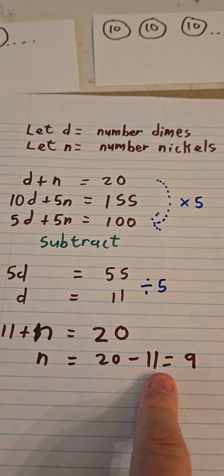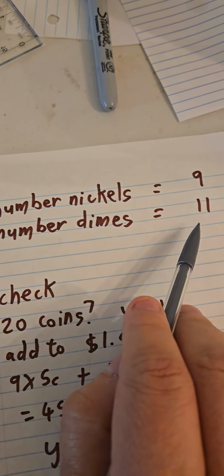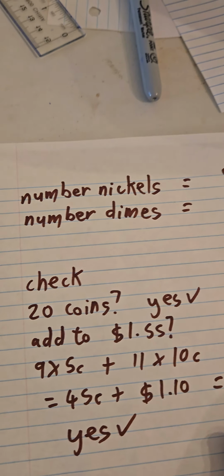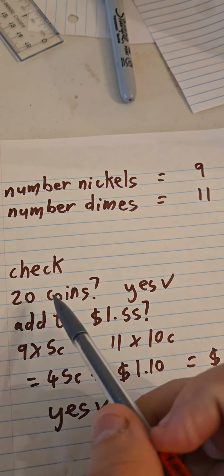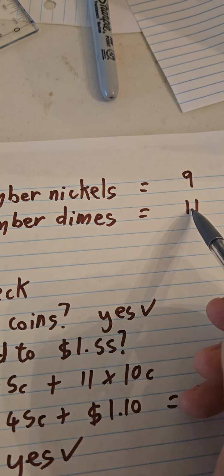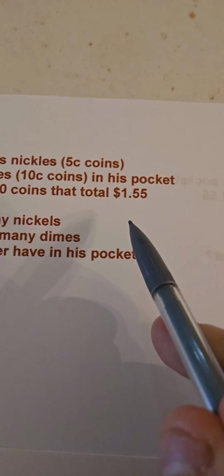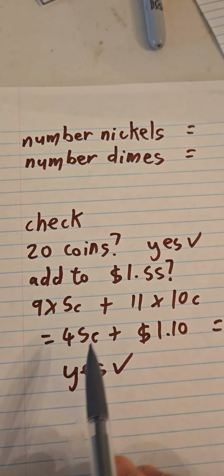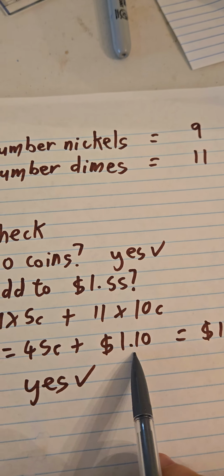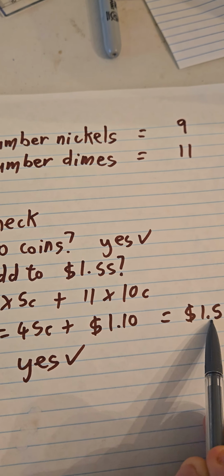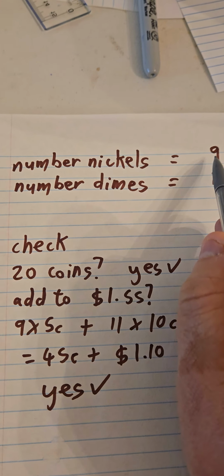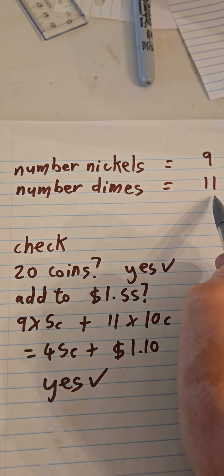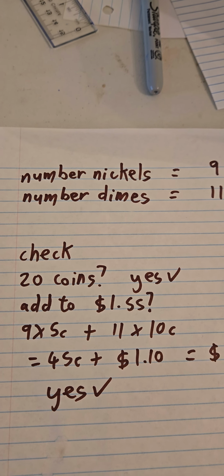We have just solved that D is 11, the number of dimes is 11, and the number of nickels is 9. Now I'm checking. We were told 20 coins: 9 plus 11 is 20. Correct. We were told the total value is $1.55. Let's check: 9 nickels is 45 cents, plus 11 dimes is $1.10, which equals $1.55. Correct. So that's our answer to the question: 9 nickels and 11 dimes. Thank you for watching.